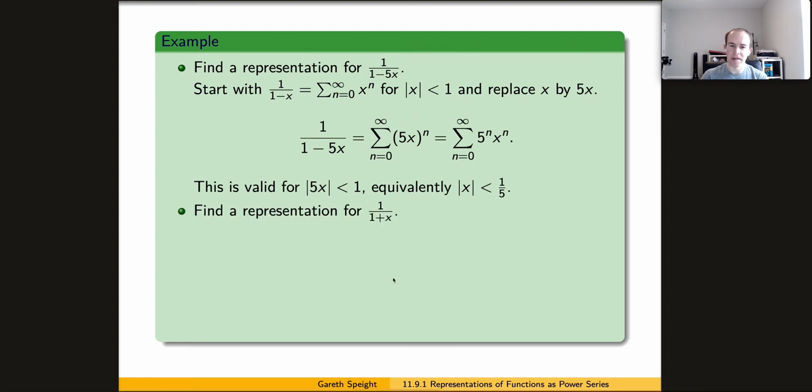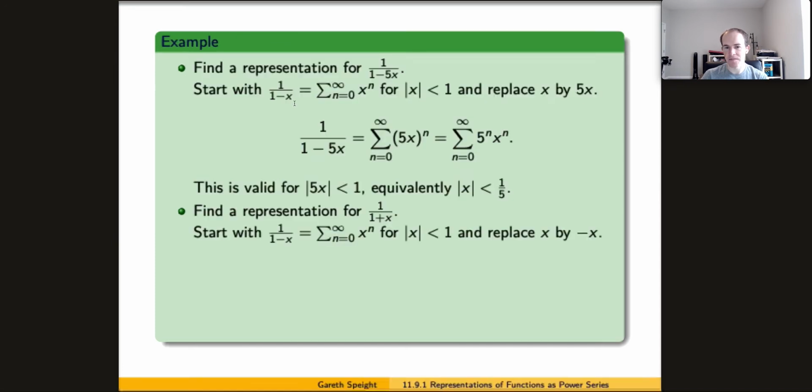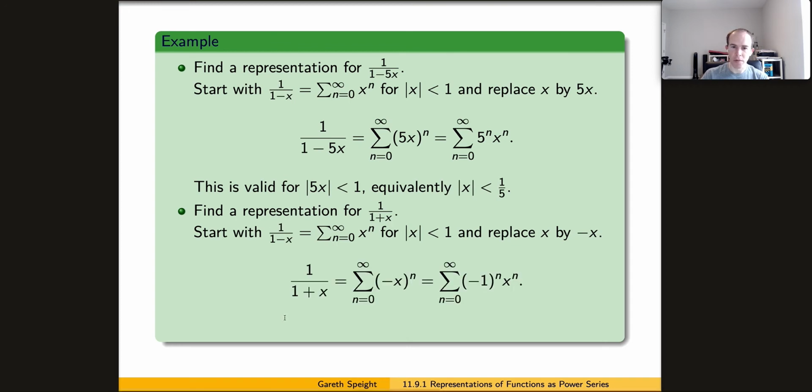Or if we wanted to find a representation for 1 over 1 plus x, so don't get confused. The simple formula that we're starting out with is a representation for 1 over 1 minus x with a negative sign there. So if we want a representation for 1 over 1 plus x, then we know that negative x is equal to plus x. So if we take this formula and replace x everywhere by negative x, we're going to get 1 over 1 plus x. So we go ahead and do that. Replace x by minus x. 1 over 1 plus x is the sum of (minus x)^n, which is (minus 1)^n times x^n.